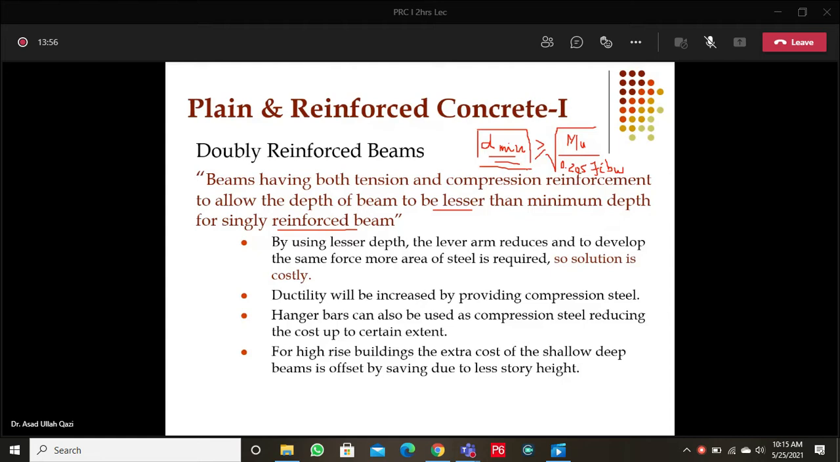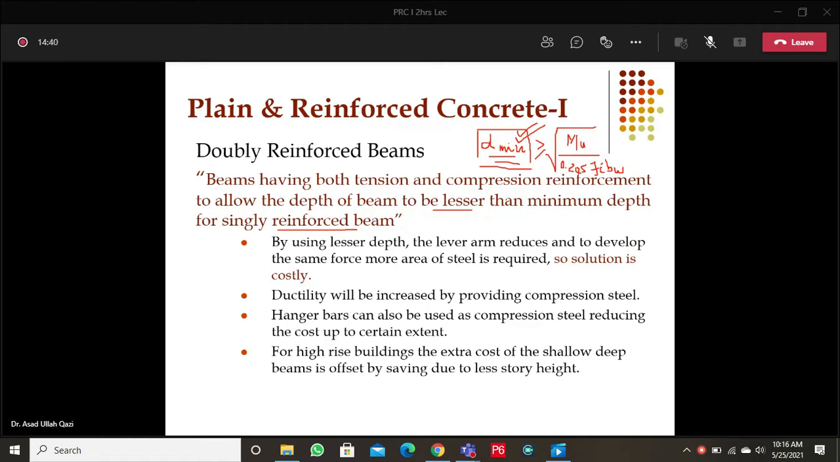However, we may reduce the depth. But if we are reducing the depth within the permission given by serviceability, and that reduction in depth violates the singly reinforced requirement that it should be under-reinforced, tension-controlled, with steel strain 0.005 when concrete crushes, then if I still design the beam as singly reinforced, I will end up with a transition reinforced beam, or I may enter the over-reinforced domain.